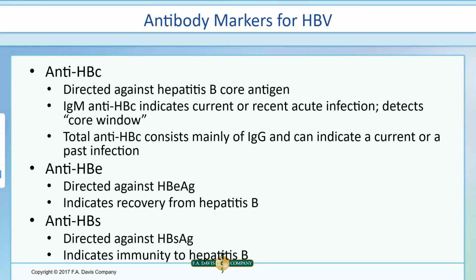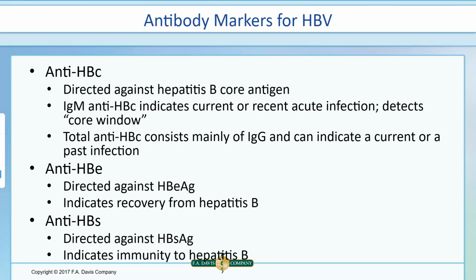Anti-HBc. So C refers to the core. So this is directed against hepatitis B core antigen. IgM anti-HBc indicates current or recent acute infection. Total anti-HBc consists mainly of IgG and can indicate a current or past infection. Anti-HBe is directed against HBeAg and indicates recovery from hepatitis B. And anti-HBs is directed against the hepatitis B surface antigen and indicates immunity to hepatitis B.